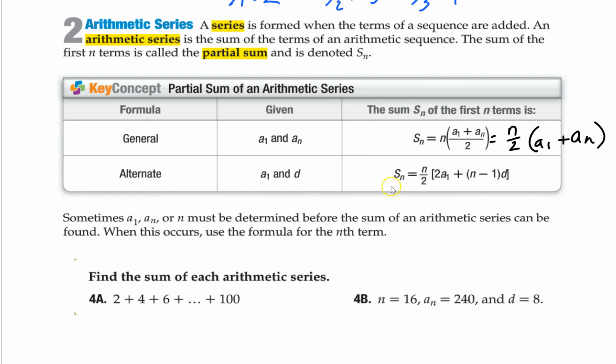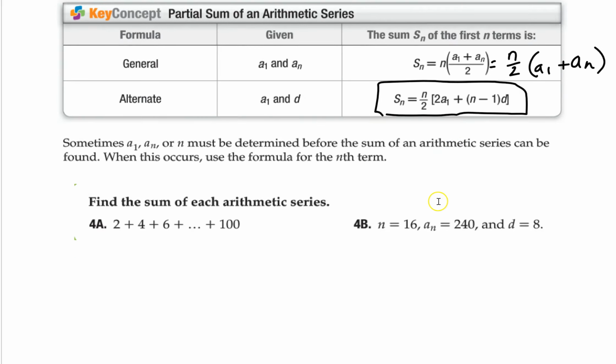The one I actually like is the longer one. This one right here. Why am I a fan of this one? Well, it has stuff we know how to use. A1, I know how to get that. N, like always. And the common difference D. Right, so that's why I like to use that one. It's a little bit longer, but it's stuff I'm comfortable using. So that's the general idea. So let's do some examples.